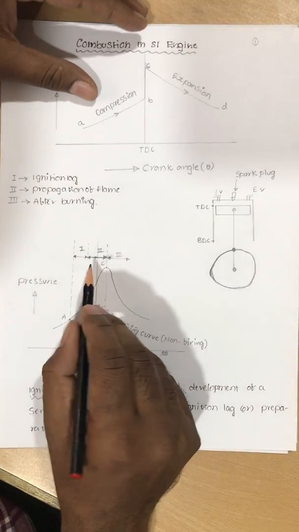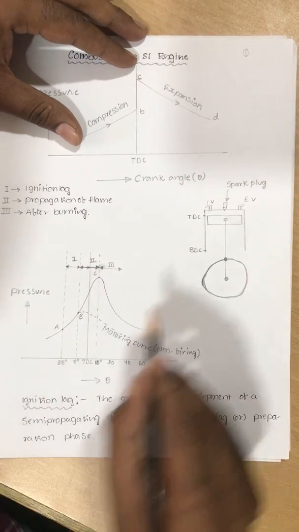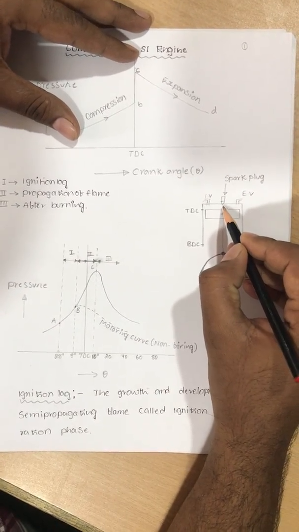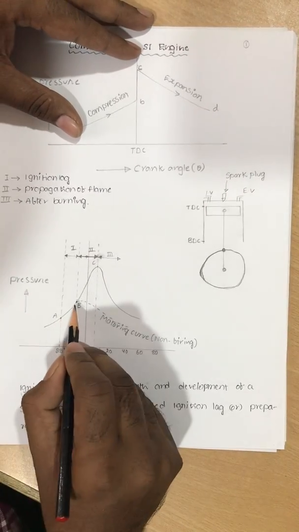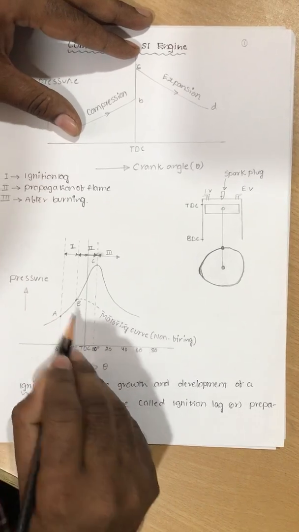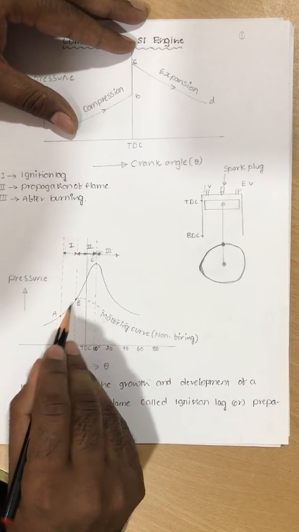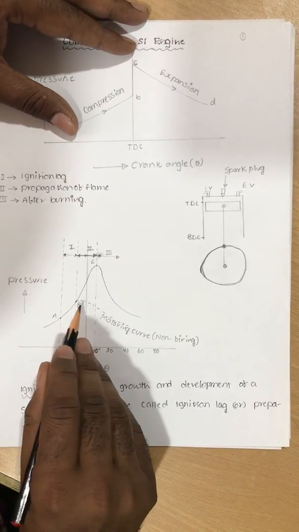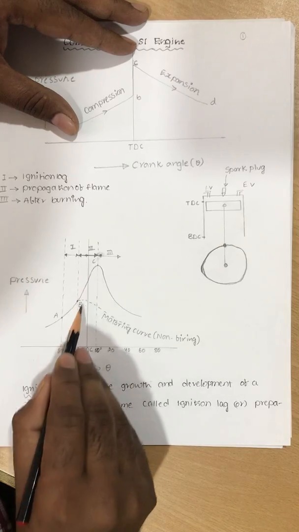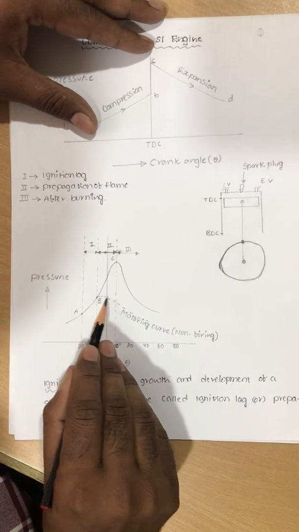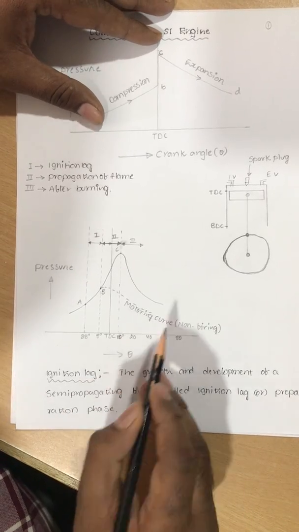Now let me consider three stages in the combustion. The first stage is from the point where the spark starts, to the point where the P theta curve separates from the motoring curve. This is the motoring curve. If I don't give the spark here, the curve will go like this, without burning, without participating in the combustion. The expansion follows like this. So this is the non-firing curve or motoring curve.